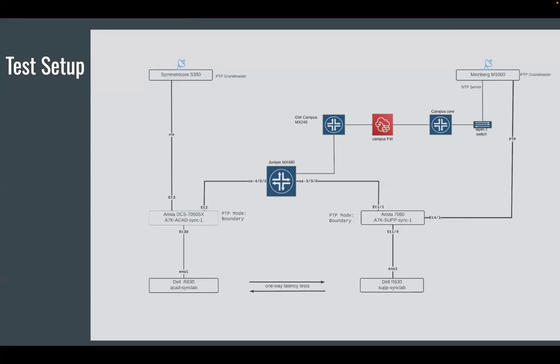I believe it did use the shared memory, or I know it used the shared memory driver as a shim to access the hardware clock on the NIC. So I think the proper answer to your question is yes.